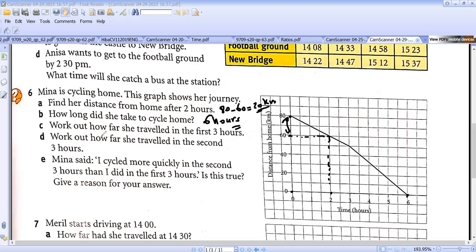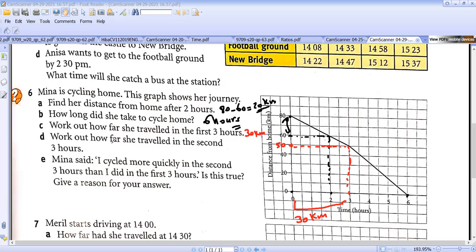After that, work out how far she traveled in the first 3 hours. So in the first 3 hours she arrived here, and I just need to read the distance between this position and her home. So it's obvious it's 50. And I just need to do 80 minus 50 to get the distance she cycled. So 80 minus 50 is 30 kilometers. So for the first 3 hours, she cycled for 30 kilometers, right?